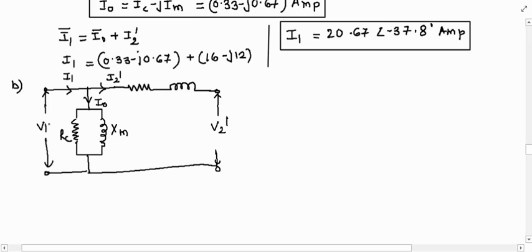What is the applied voltage? It is equals to 200 volts. What is RC? 600 ohm. Right? XM 300 ohm. Right? What is V2 dash? V2 dash is nothing but V2 by K. Okay. And what is there? This is your RE1. This is your XE1. Okay. So now what we have to find out? We have to find out the terminal voltage at the load or the secondary side.